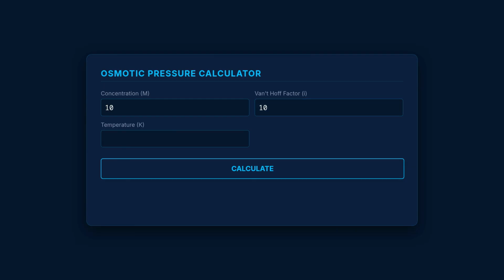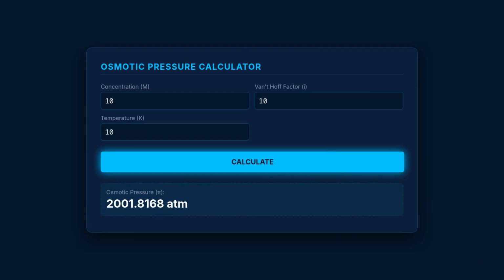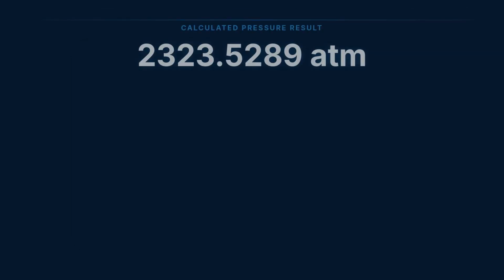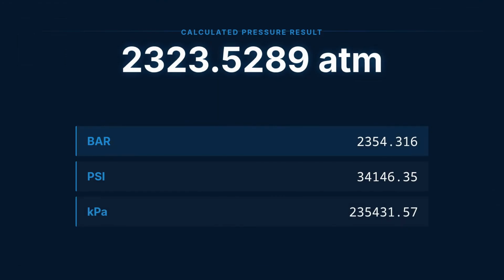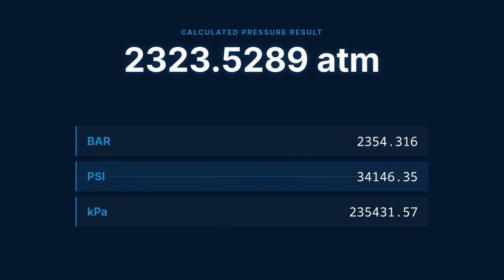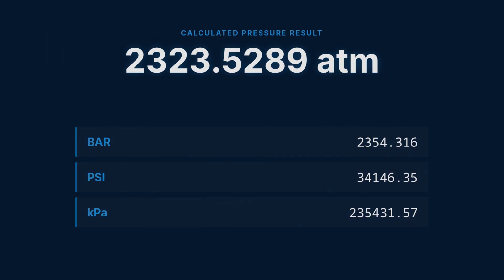After clicking Calculate, the results show an osmotic pressure of 23.5289 atmospheres. The calculator also provides pressure conversions showing 2354.316 bar, 34146.35 psi, and 235431.57 kPa. These extremely high values result from using test inputs of 10 across all fields, demonstrating the calculator's computational range.